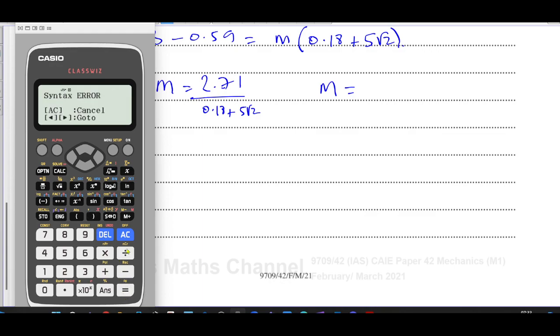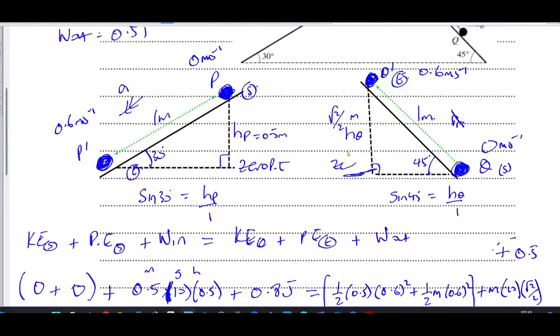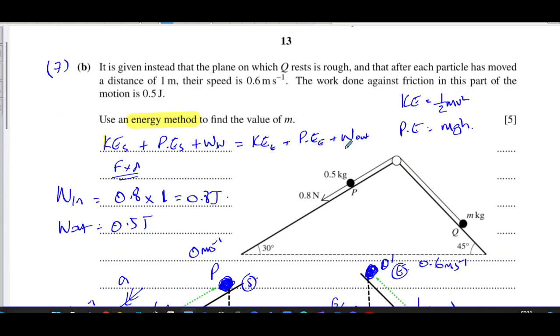Just leave a space and then that's better. Okay, that gives me 0.3737 dot dot dot. So m is equal to 0.374 kilograms. So there's the answer to this part of the question.